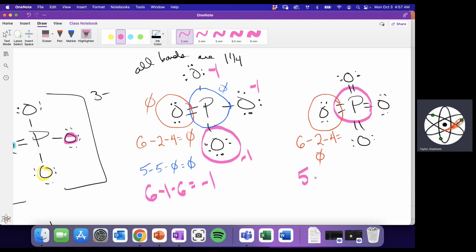This is 5 valence electrons. It now has 8 from those bonds. No electrons all to itself. That's a -3. So what we wind up with now is these are zeros all the way around. And then phosphorus actually has this -3 on it.